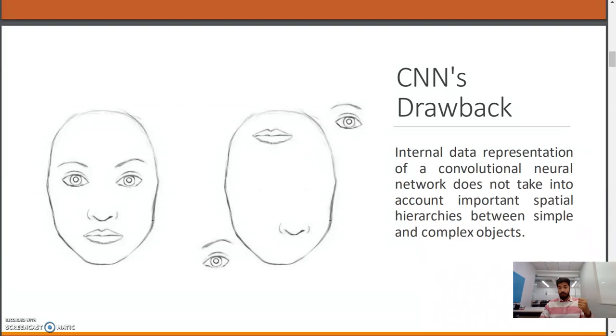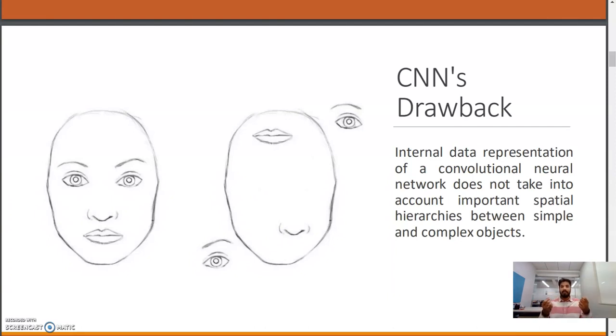Now, what is CNN's drawback? CNN has a drawback that in both of these pictures, CNN will say it is a face. Why? CNN will detect a lip. In both pictures, those lips are present. CNN will detect if there is a nose. In both pictures, the nose is present. Similarly with the right eye and the left eye. So it doesn't matter where these features are present. If they're present in the photo, it will say it is a face. Their spatial position is not recognized by CNN.